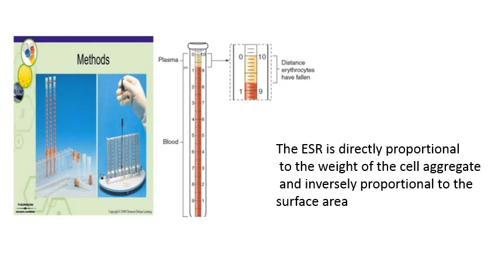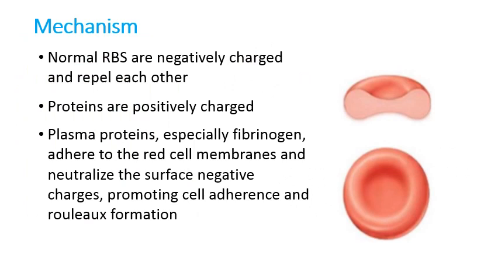Now, what is the mechanism of ESR? So if you know the mechanism, you don't have to learn by heart the conditions where you get high ESR. The normal red cells are negatively charged. The surface of the red cell is negatively charged, and because of that, within the circulation, the red cells repel each other. They do not bind together and form clumps because all the red cells are negatively charged.